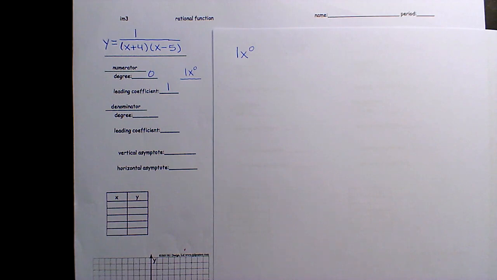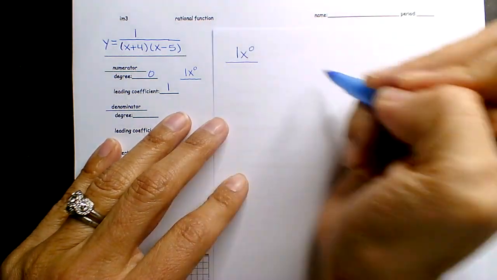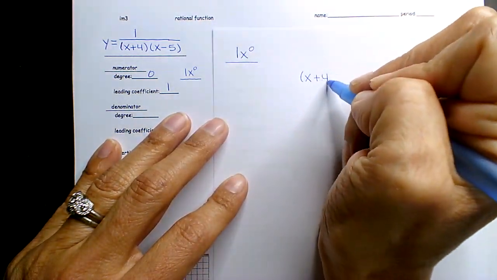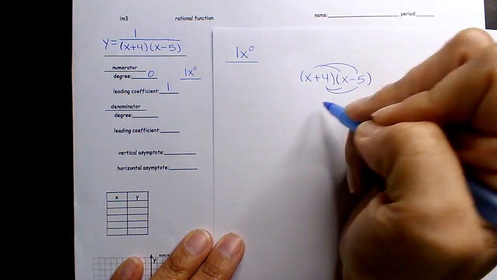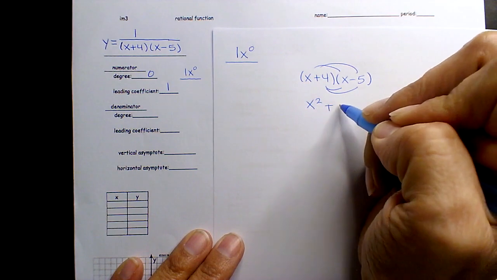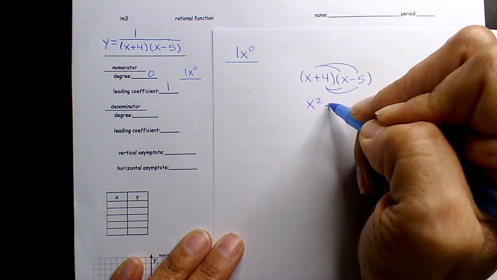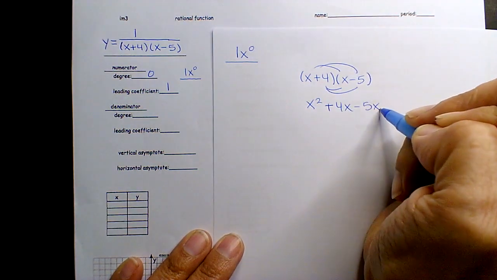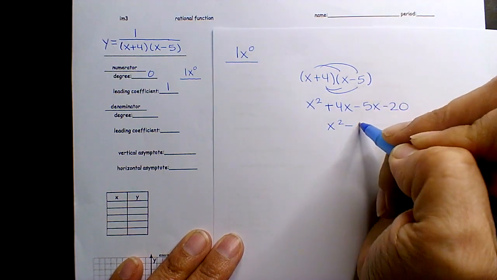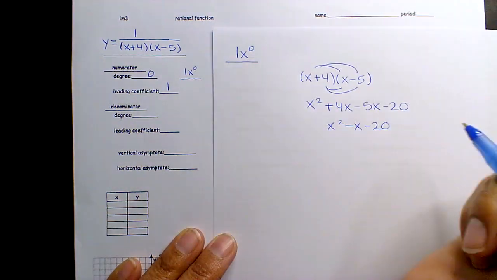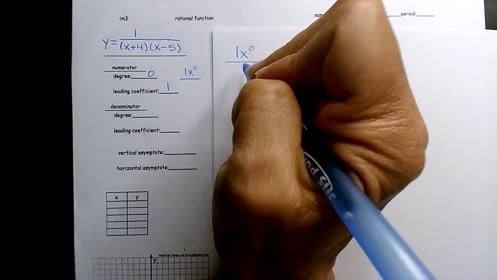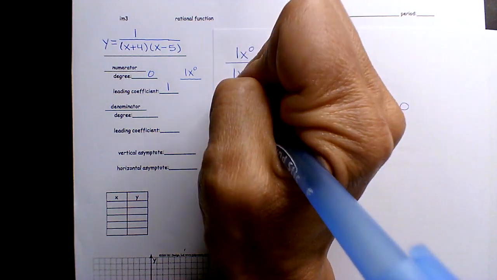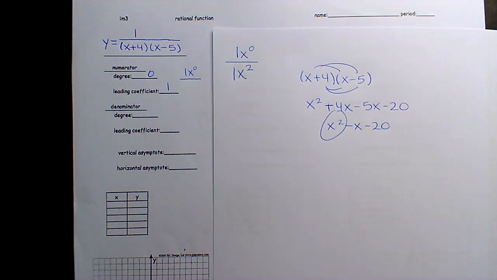but let me expand it so that you guys buy into it. My denominator is 2 binomials, so if I was to expand it out, what am I doing? Let me do the 4x first. Minus 5x minus 20. So I get x squared minus x minus 20. If the denominator is x squared minus x minus 20, the leading term then is 1x squared, right?